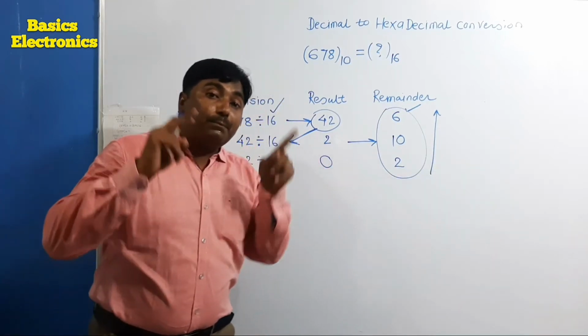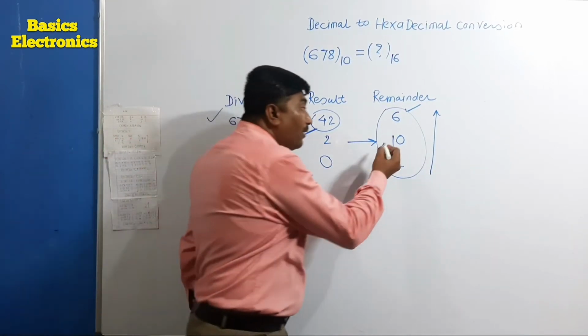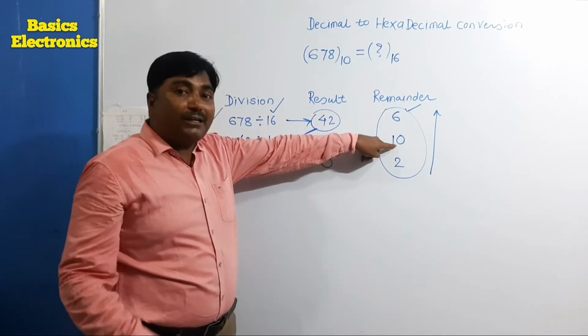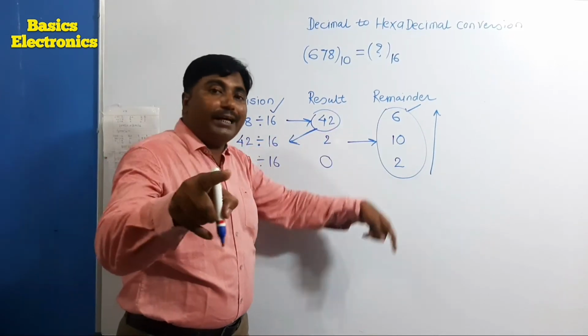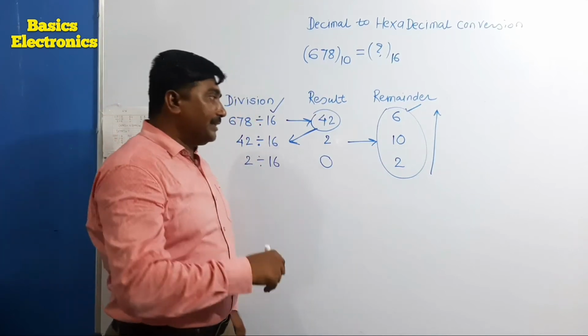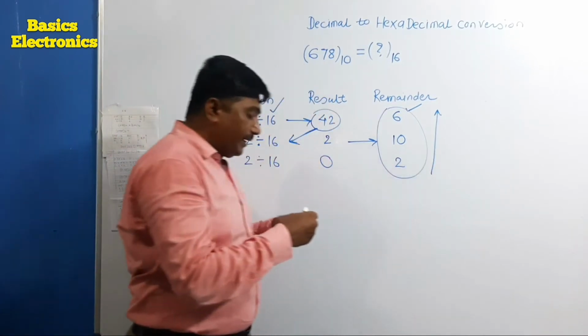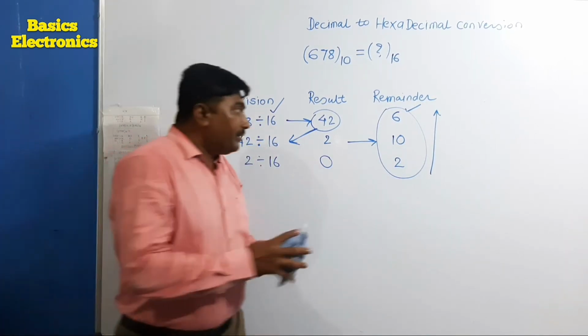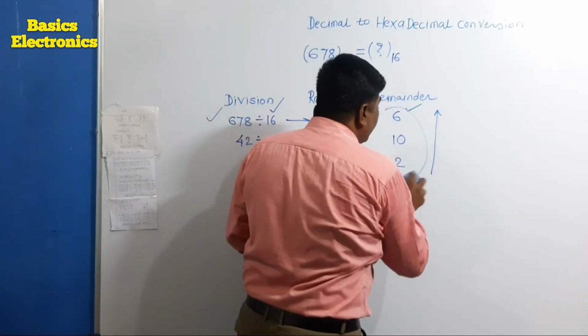But before writing the answer, we have to convert these numbers because this is in decimal. We have to convert it to its equivalent in hexadecimal. Okay, so 10's equivalent is A. We write down the remainders in the reverse order.